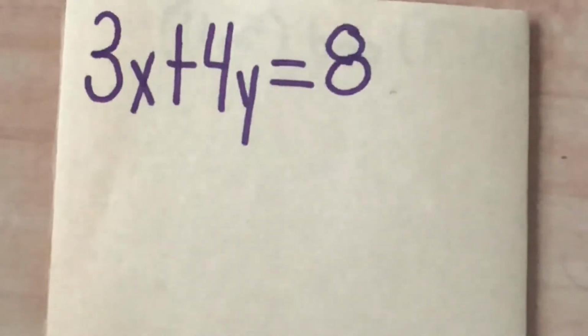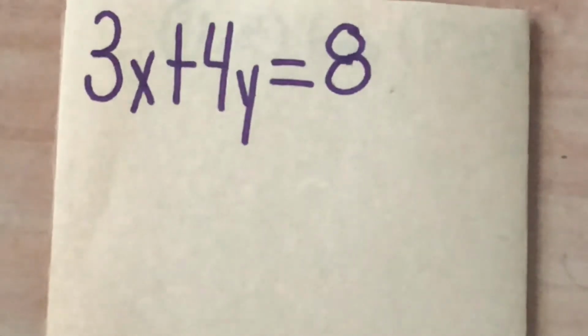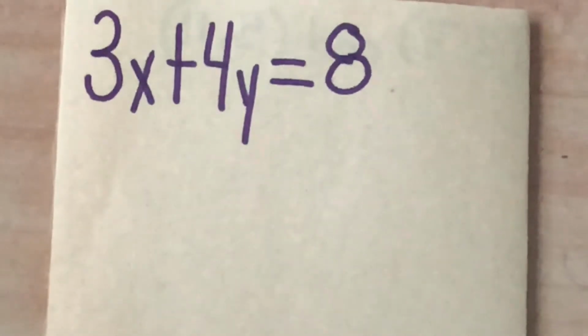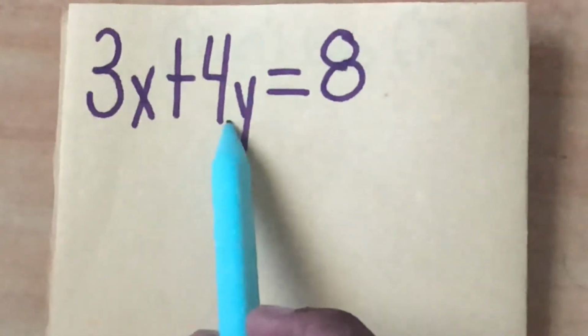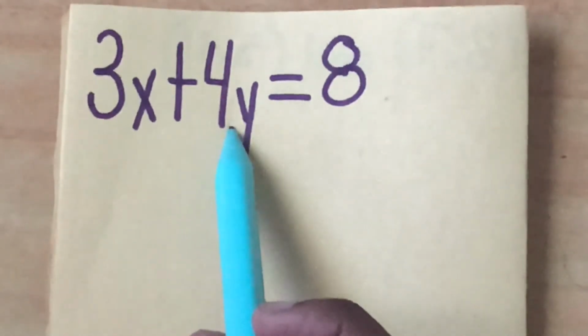So now I will show you how to solve linear equations. The first problem we have is 3x plus 4y equals 8. When you see a problem like this, it is called standard form. So what I want to do is change it from standard form to slope-intercept form, or y equals mx plus b. The first step that we need to do is get the 4y by itself.